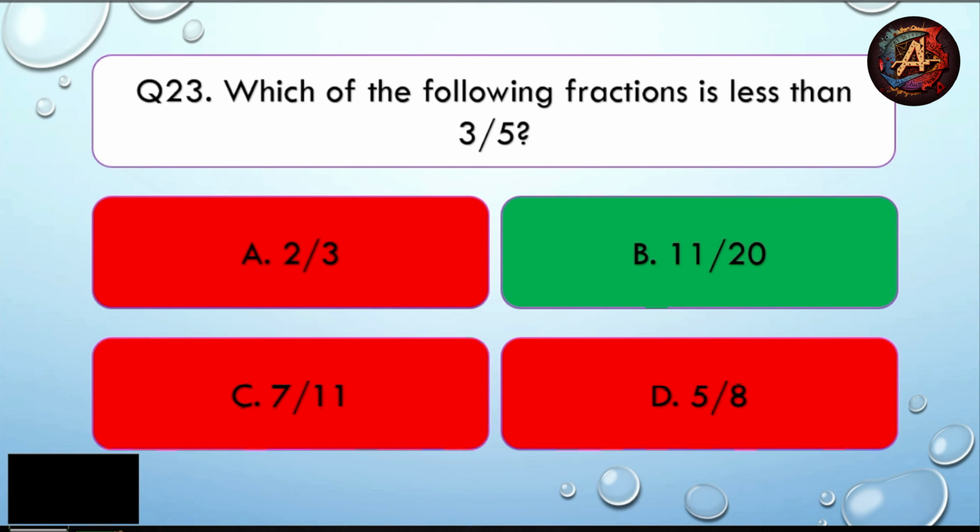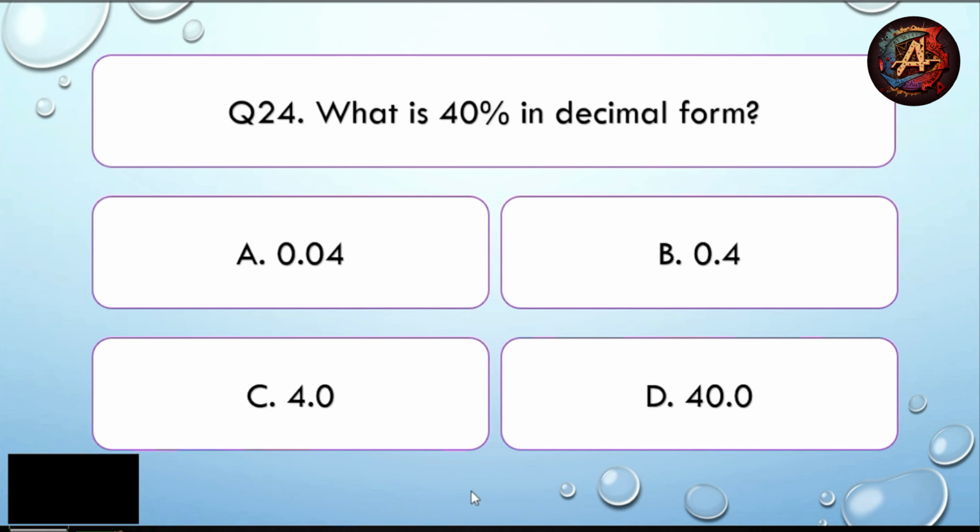Now let us go to question number 24. What is 40% in decimal form? Is it A, 0.04, B, 0.4, C, 4, or D, 40? I'll give you 5 seconds.